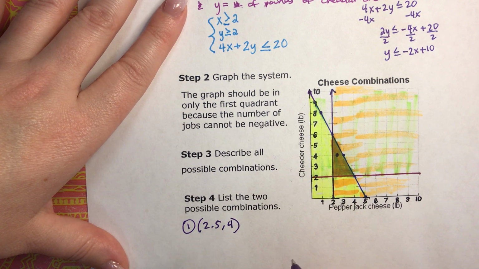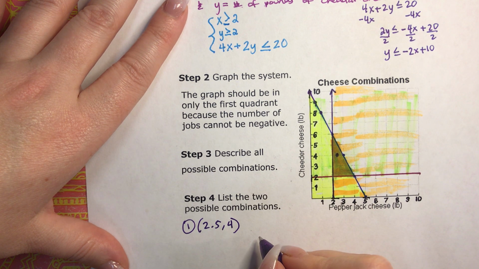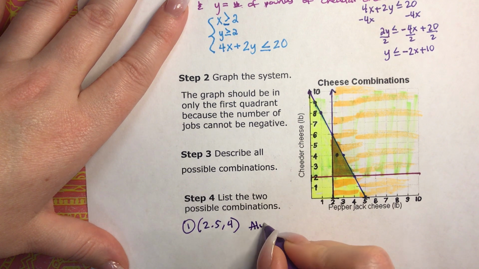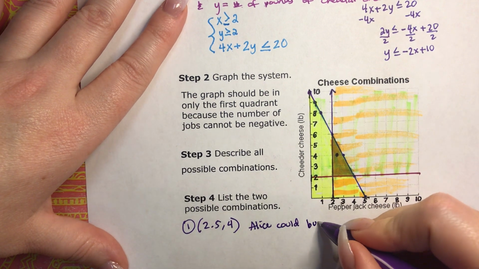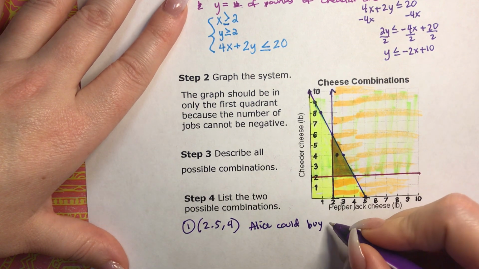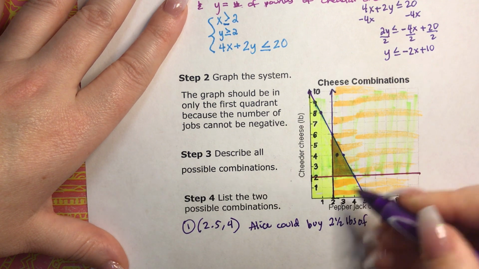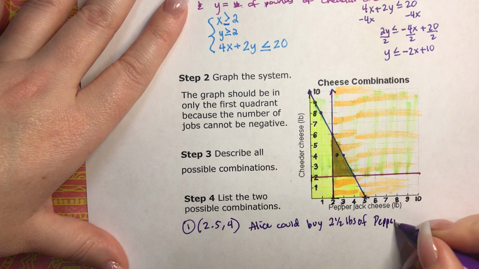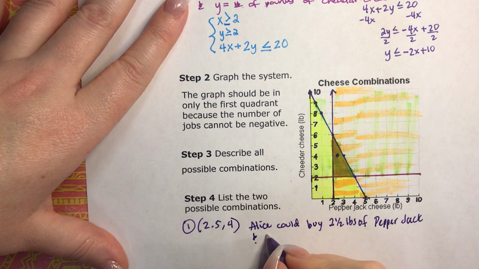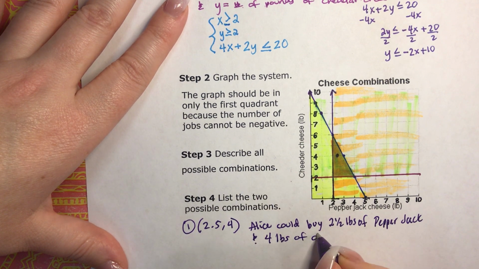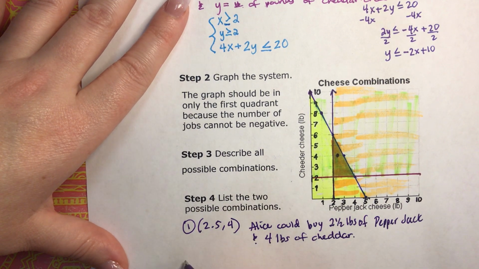So, what could Alice buy? Alice could buy 2.5 pounds of pepper jack and 4 pounds of cheddar. So that's one option.